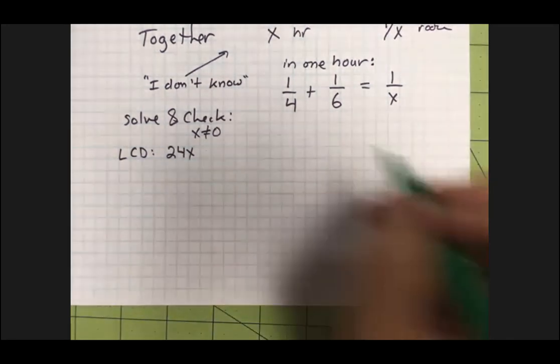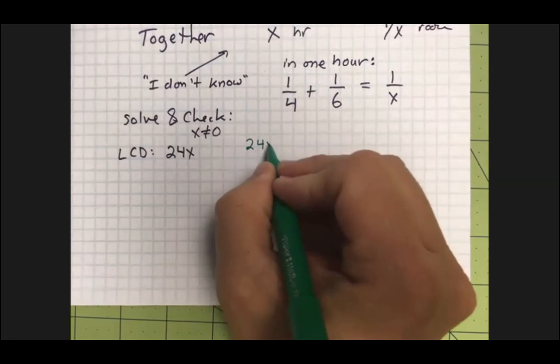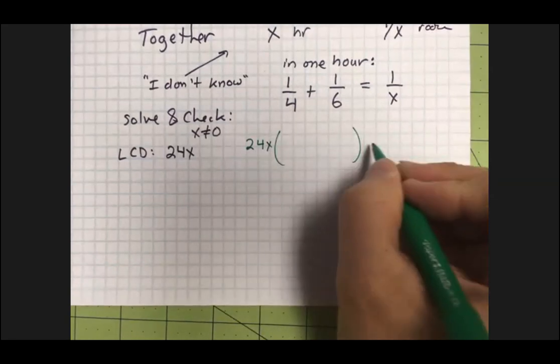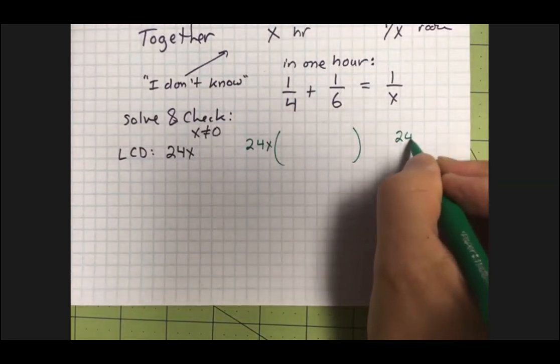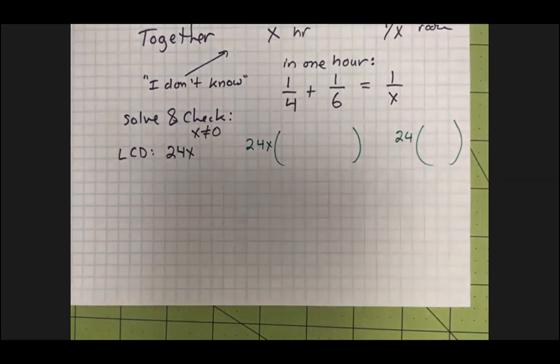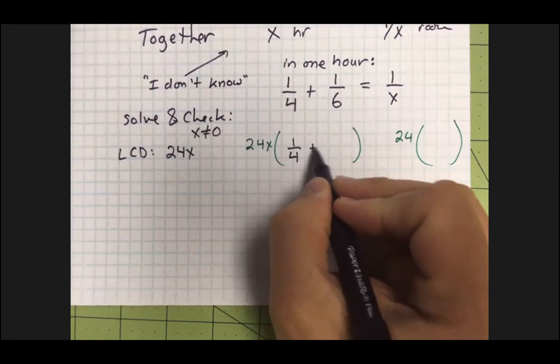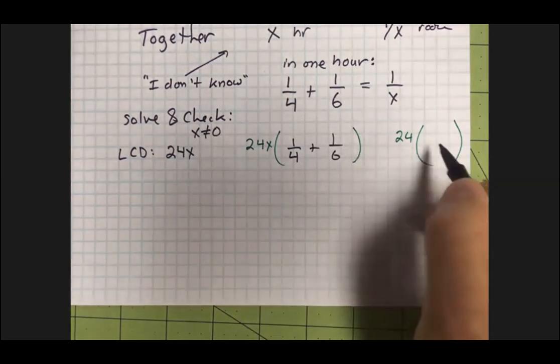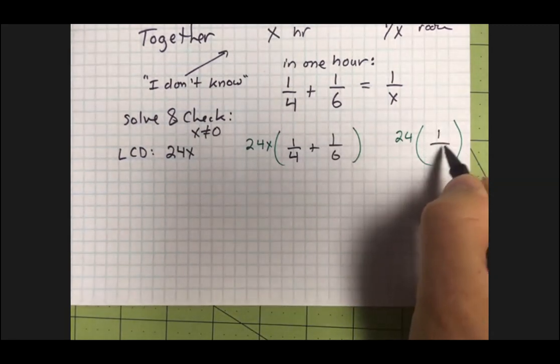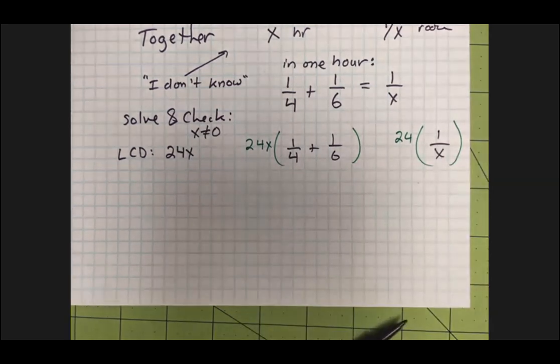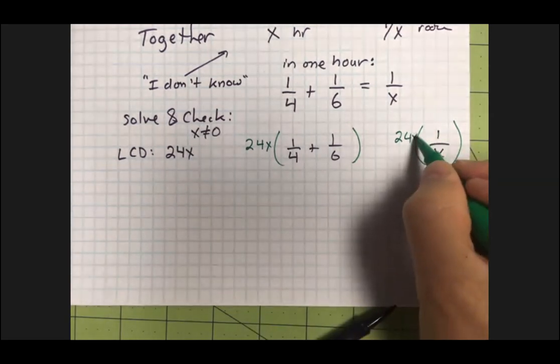Now, I multiply both sides by 24x, and let's see what happens. Why is multiplying by the LCD so cool? Because it immediately eliminates all the fractions. Sorry, I need an x right there. My fault.